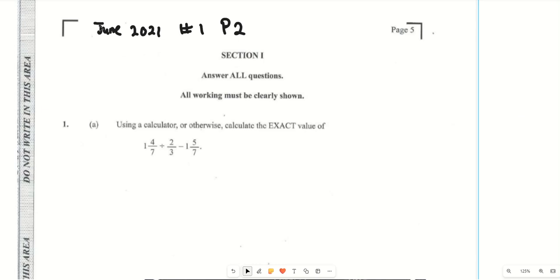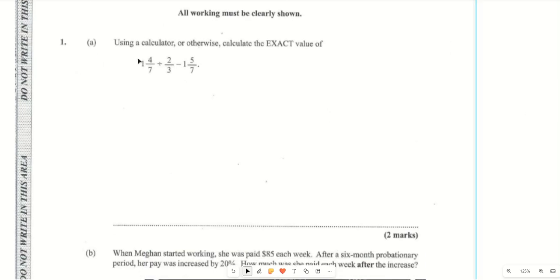So today we'll be doing June 2021 paper 2 number 1. Now this question, again, it's a fraction question. You can use a calculator or calculate the exact value. Otherwise, let me show you how to use a calculator. First, I will put it in red and then I'll show you how to do it otherwise, which is solving it manually.